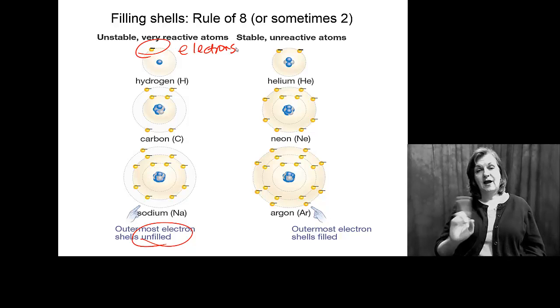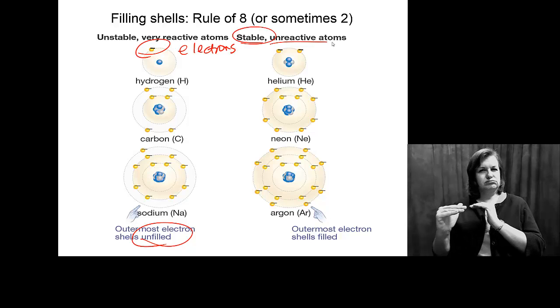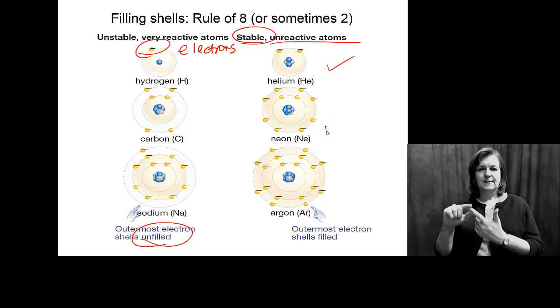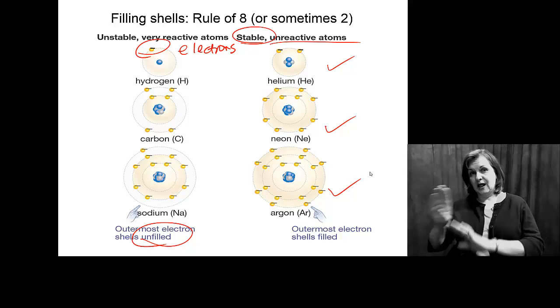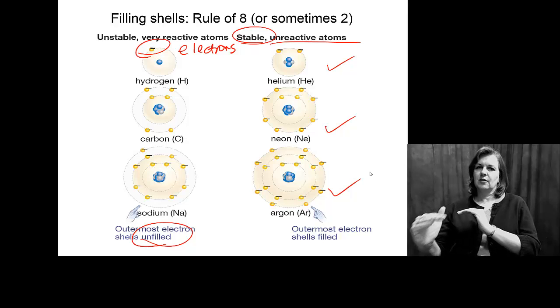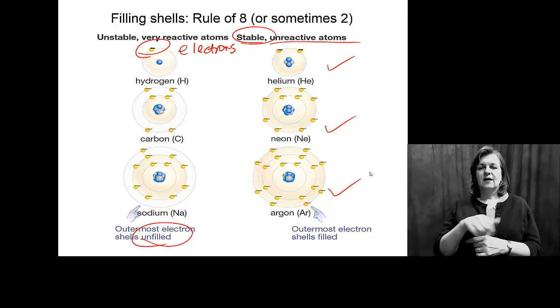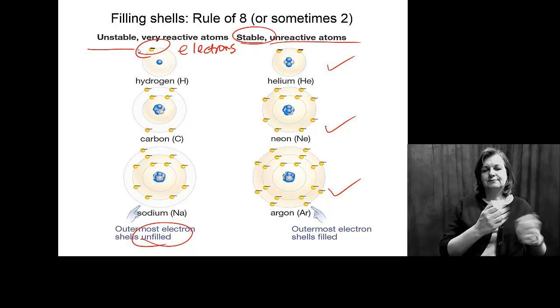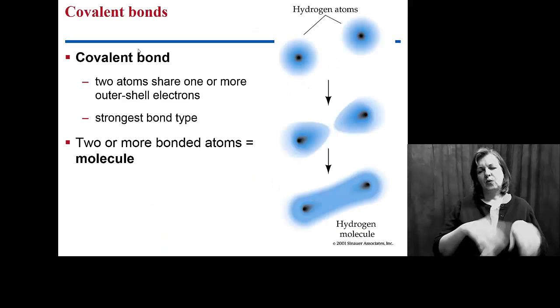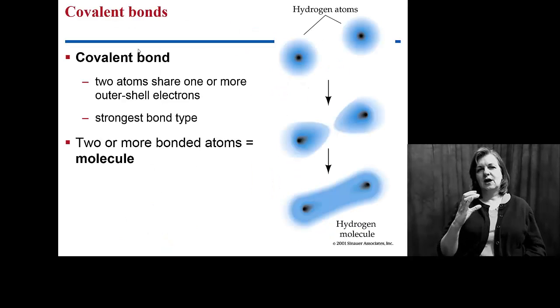Okay? Now the other ones on the other side are very stable, unreactive. We look at helium and neon and argon. While we said these are not important for biology so much, they are very stable. Okay? And so our other unstable atoms want to achieve that state somehow, and they're going to do it through chemical bonds.